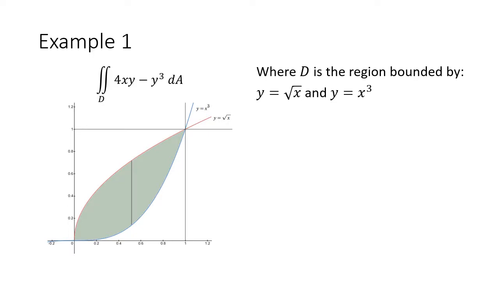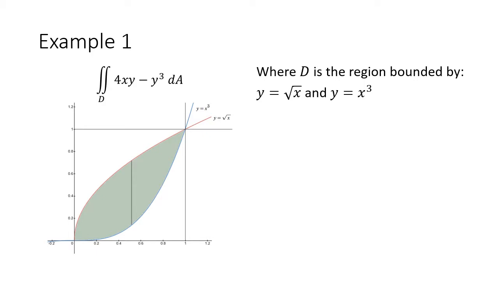So I use technology to sketch this. I have the function y equals the square root of x in red and y equals x cubed in blue. The region bounded between those two functions is that part that I shaded in green. We can see that they intersect at the ordered pairs (1, 1) and (0, 0). So we have a nice, neat, closed region here.